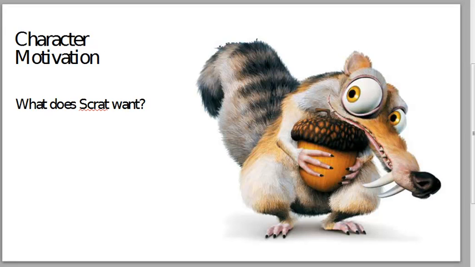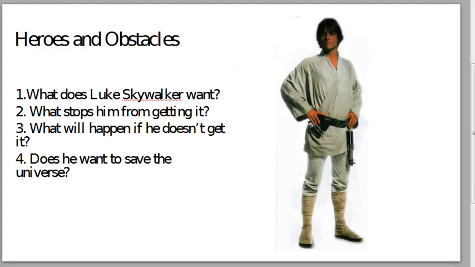All he wants is the nut. But you think about how successful this character is, how much people love this character. It's really, really simple, but works on a really basic and clear level. If you're thinking in terms of movies, features, was thinking about obstacles.